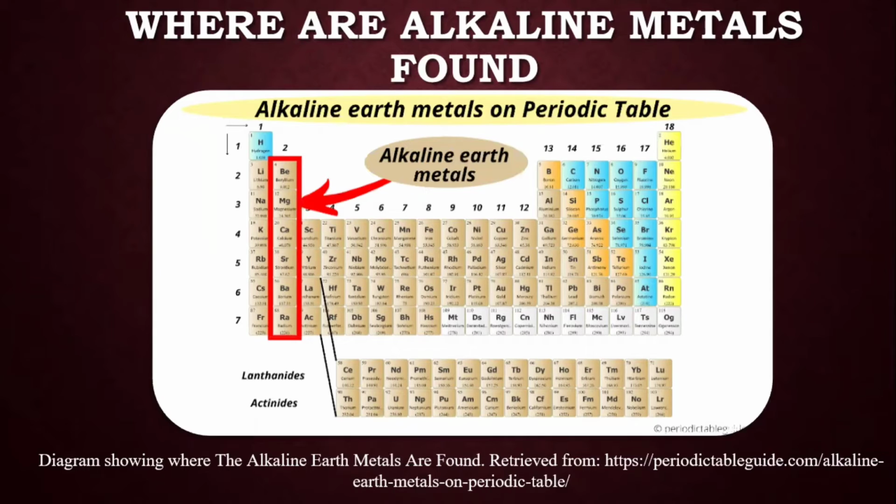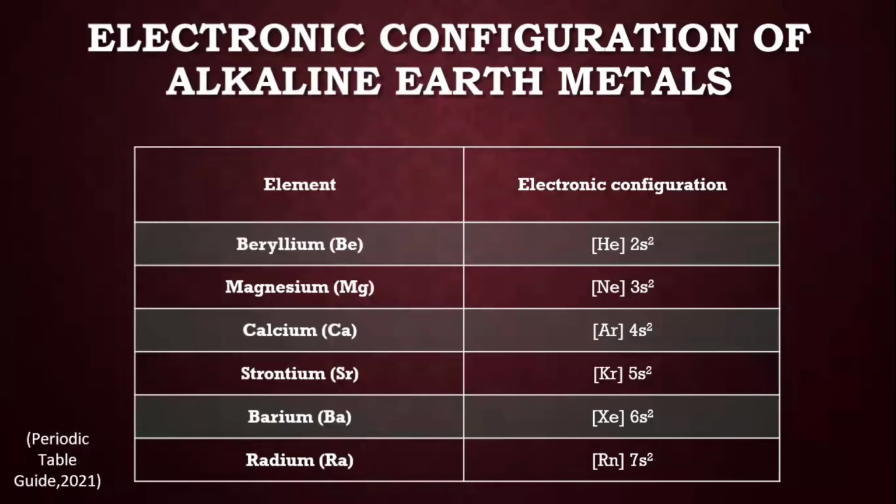Now we will briefly look at the electronic configuration of the alkaline earth metals. The electronic configuration of alkaline earth metals is given in the table below. The elements are beryllium, magnesium, calcium, strontium, barium, and radium. And these are the electronic configurations.